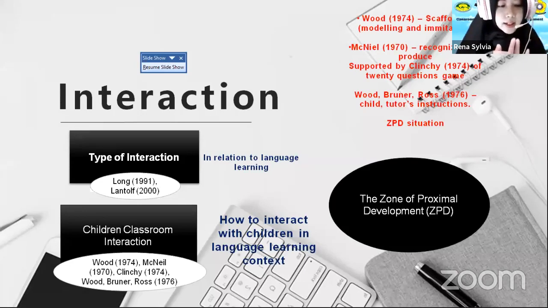The first one is learner and course content interaction, then learner to learner interaction, learner to teacher interaction, and learner technology interaction. They believe that learning through interaction should have the negotiation of meaning and feedback. The negotiation of meaning means the verbal exchanges that occur during the communication.